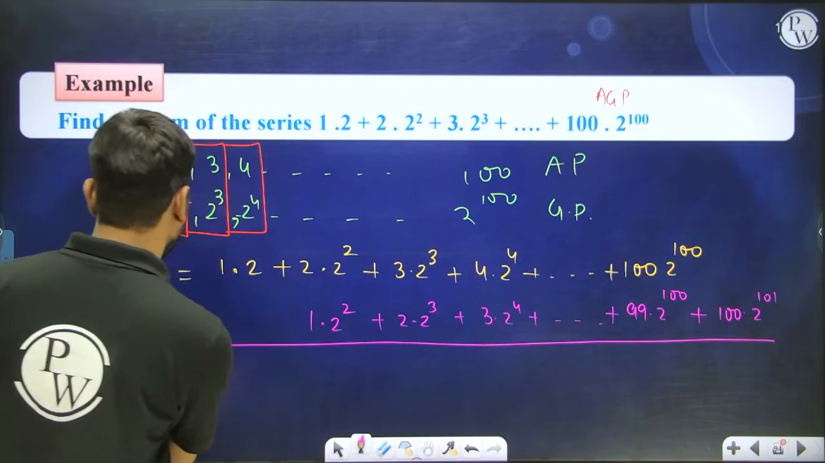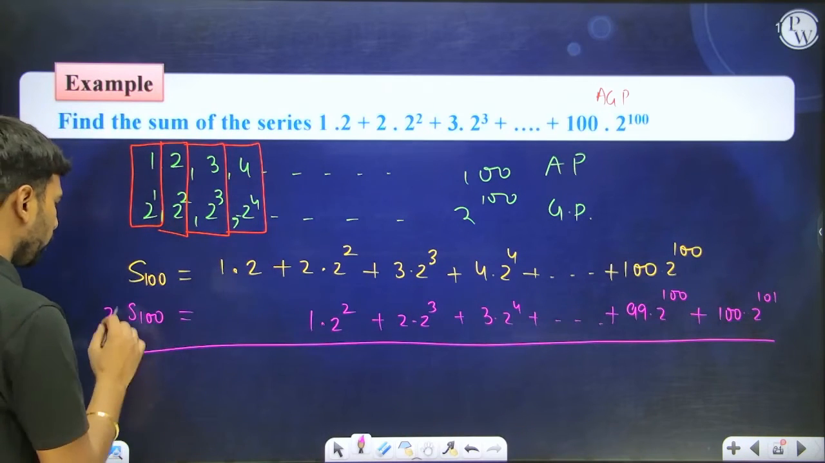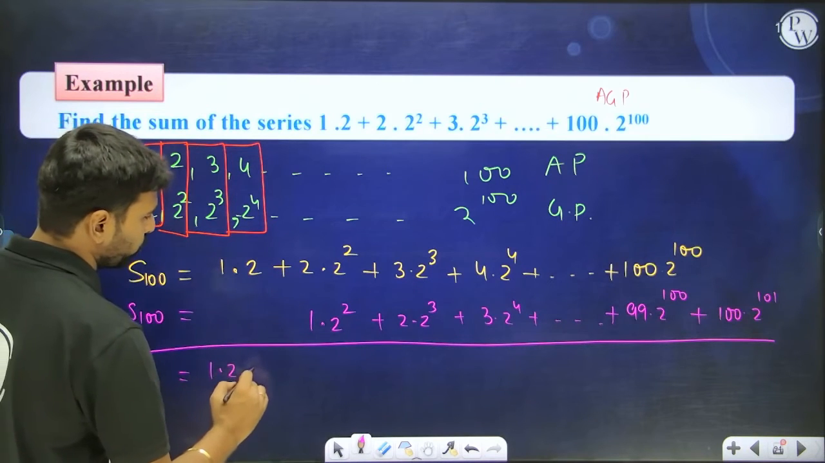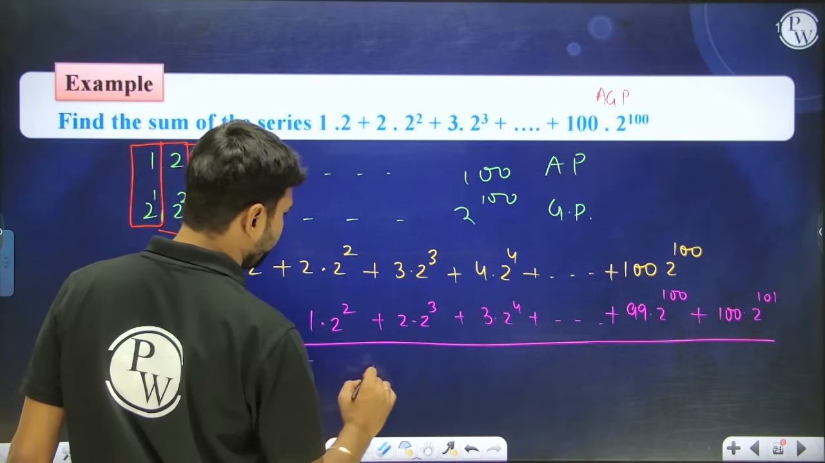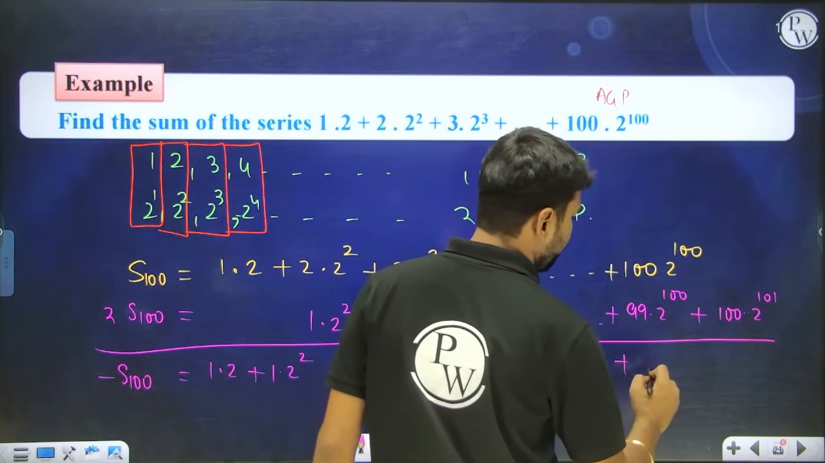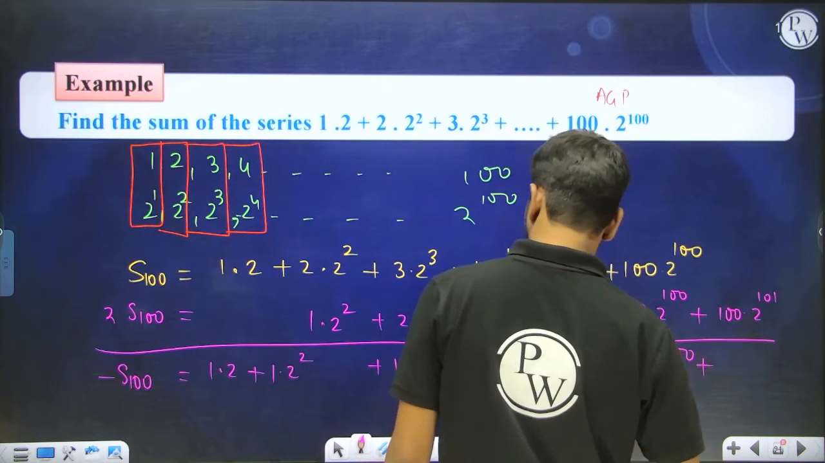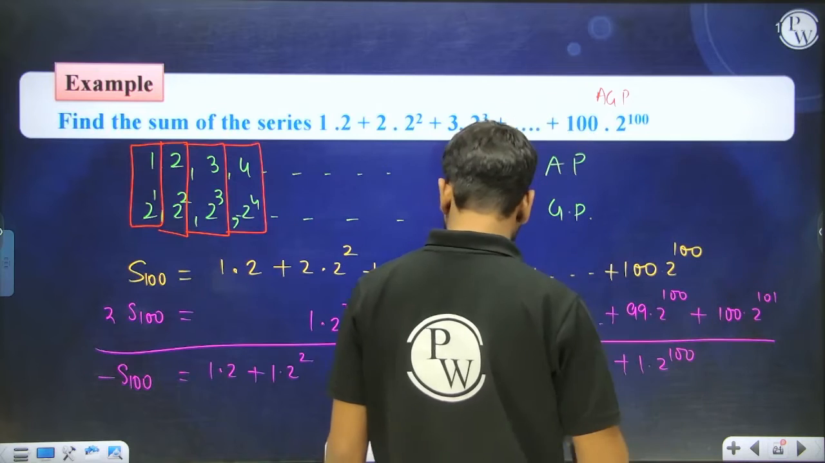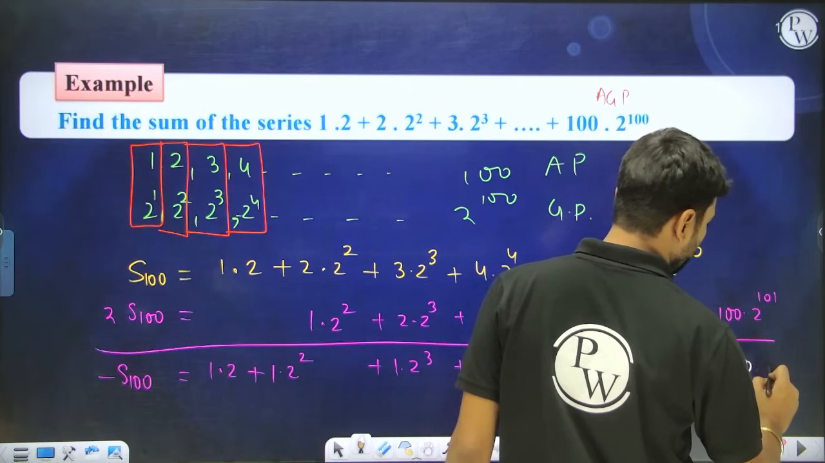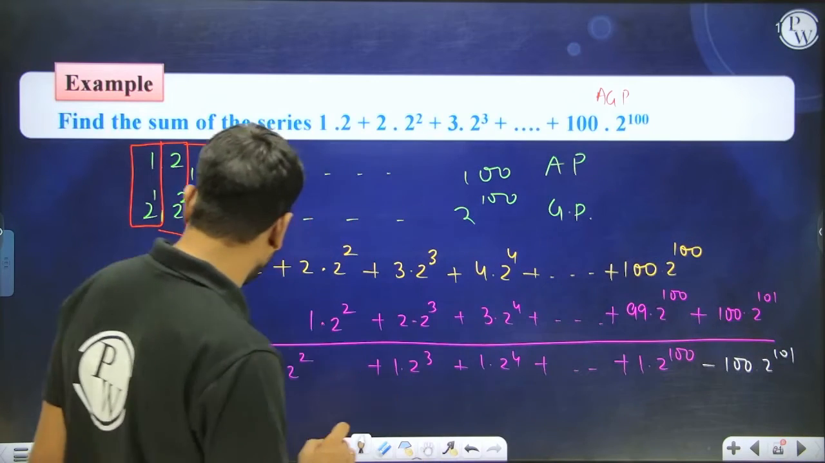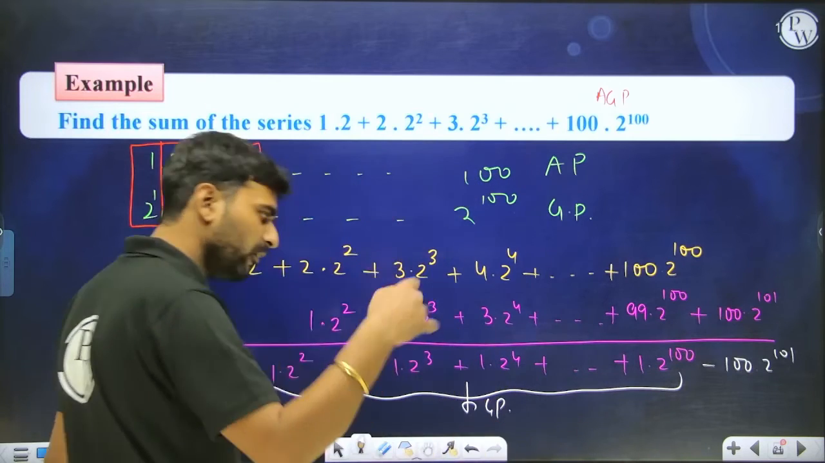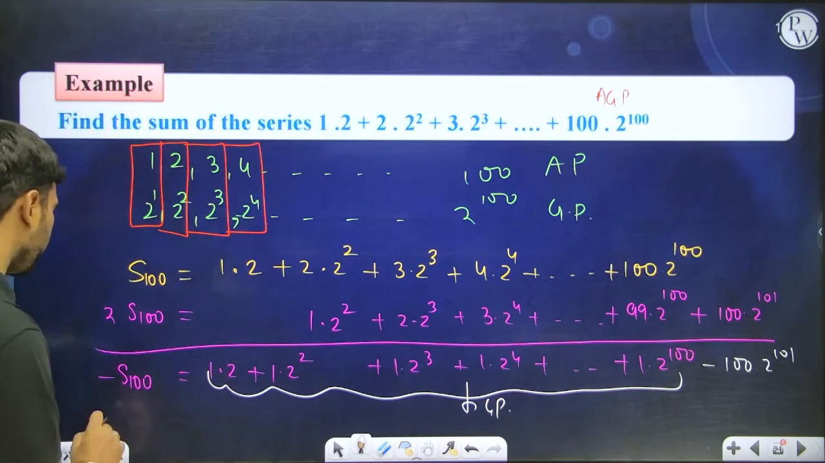Now subtracting the two equations, on the left hand side you will get minus S100 equal to, over here if you see, it is 1 into 2 plus 1 into 2 square plus 1 into 2 cube and so on, 1 into 2 to the power 4 and so on, 1 into 2 to the power 100, minus, because over here nothing is written at the top, that's why minus 100 into 2 to the power 101 will come. If you observe, these are the terms forming a GP. This will always happen. The moment you subtract, the terms will be forming a GP.